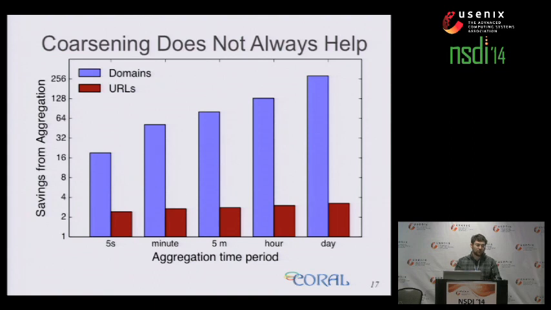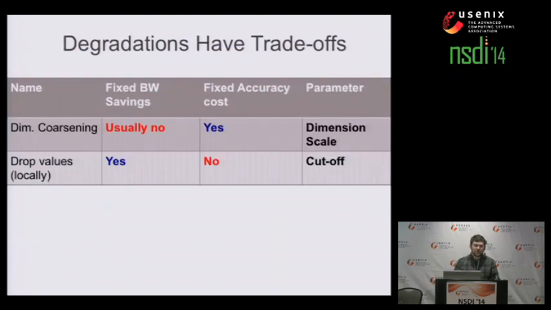And so the natural thing that you then need is some way of writing down a compound policy to say, try this first and then try that. And in general, these trade-offs are what you get in the world. There are some degradations that give you fixed bandwidth savings and some that give you a fixed accuracy cost, but often you can't have both.